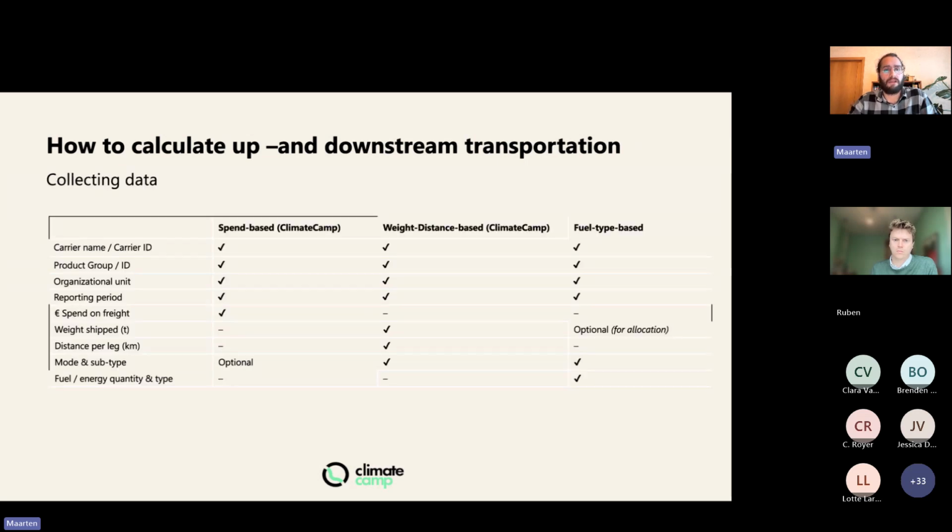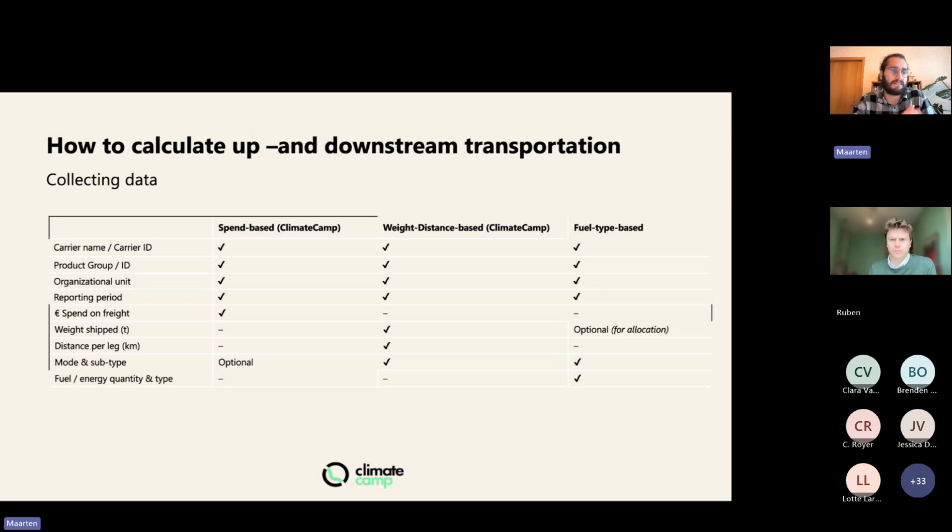Now, when we're talking about data collection, there are 3 levels of data granularity which you can apply: spend-based, weight distance-based, and fuel type-based. From left to right, they become more granular, but you need access to more specific information to perform these calculations. Now, for each of these calculations, you will need carrier name and information, product group and ID to link them to your purchased goods or your sold products, for example, organizational unit and reporting periods.